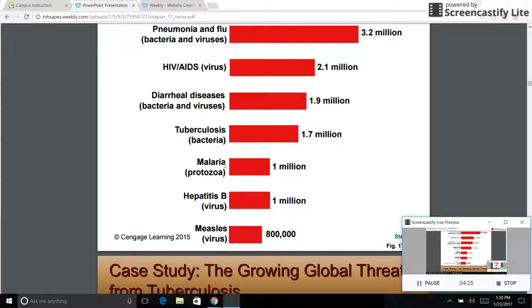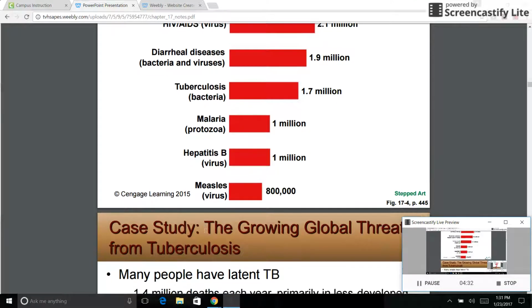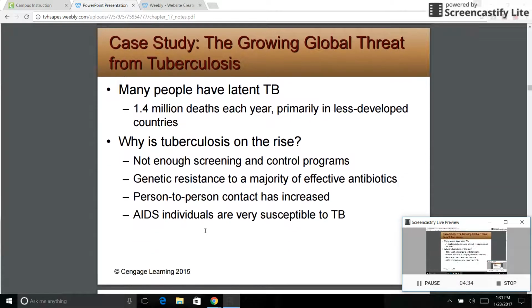Tuberculosis is a bacteria, malaria, which is a protozoan, and then you have hepatitis B and measles. Be familiar with that list. All right, tuberculosis, sorry for that one.